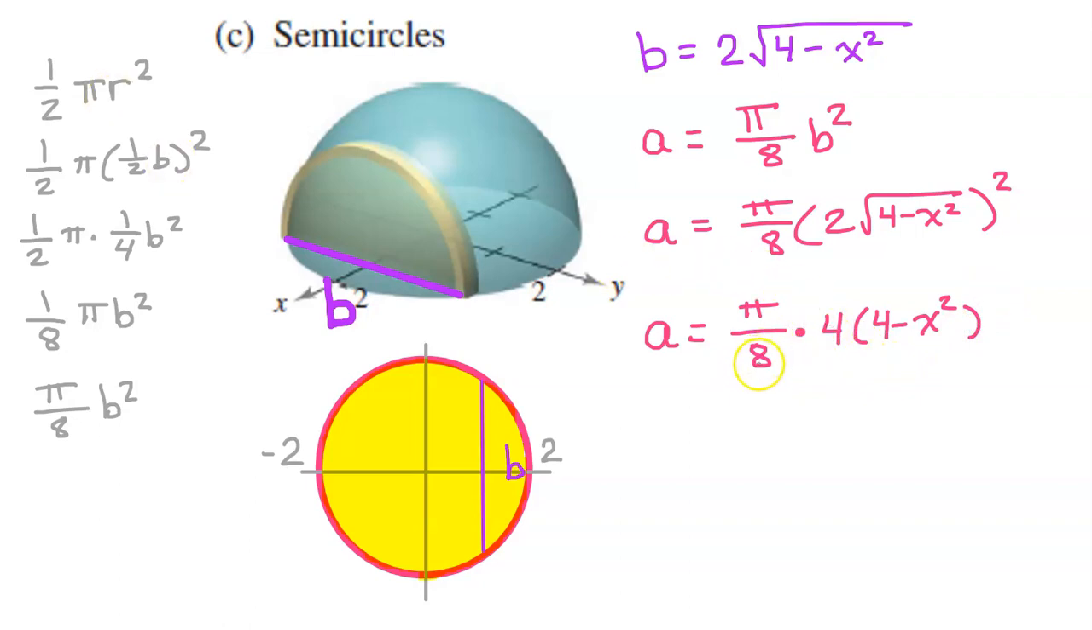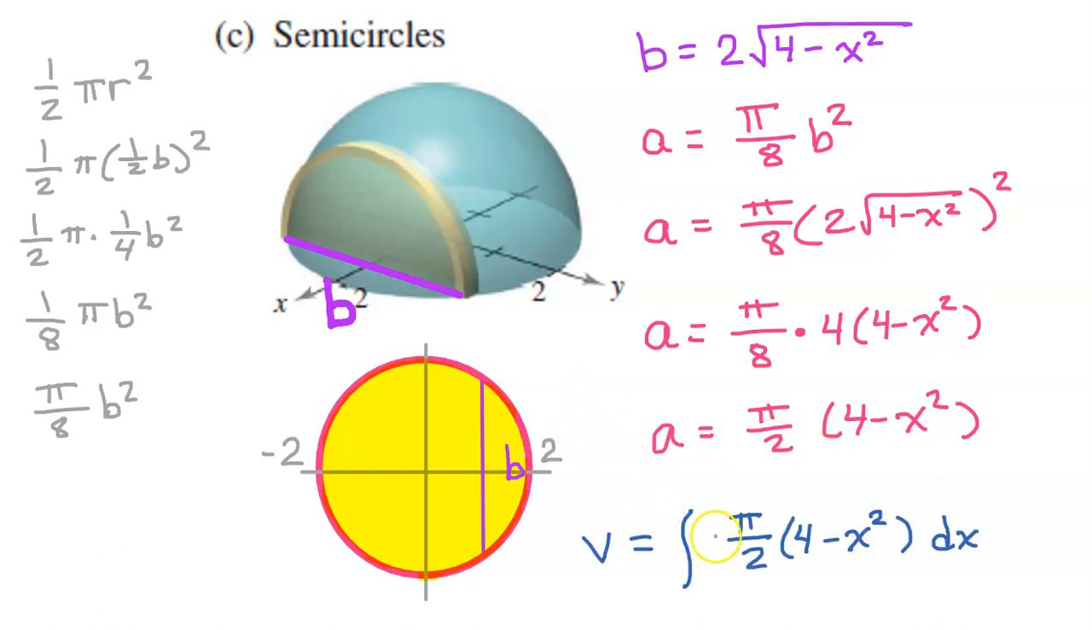The 4 goes into 8 twice. So this will become area equals pi over 2 times 4 minus x squared. So that's the end of step 2. The last step is to find the volume of the solid by adding up all of these slices of area. We can do that by integrating the area from -2 to +2.